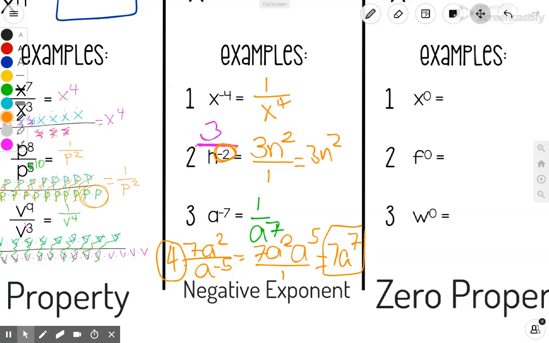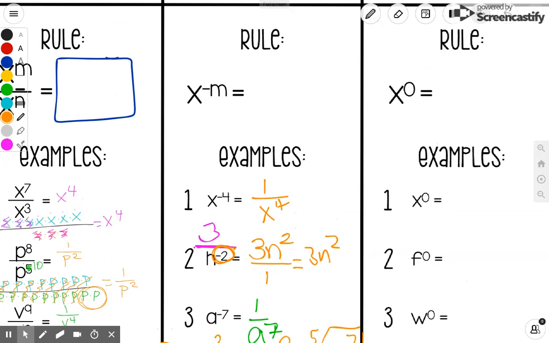Do you notice a pattern when we've got an exponent that's negative? Write down our shortcut right here. And give yourself another shortcut for 1 over x to the negative m. What will that become? Put that there.